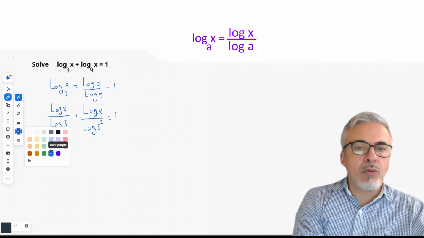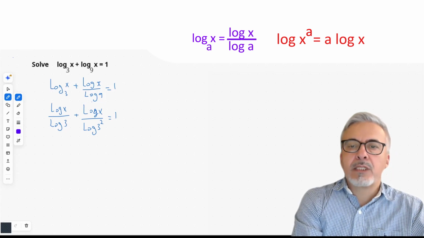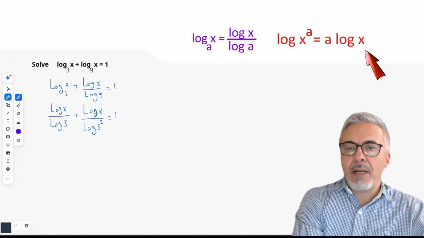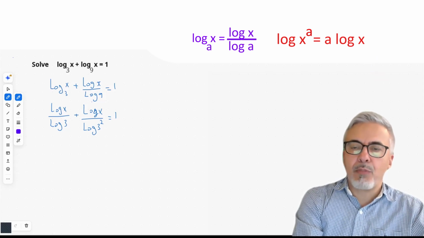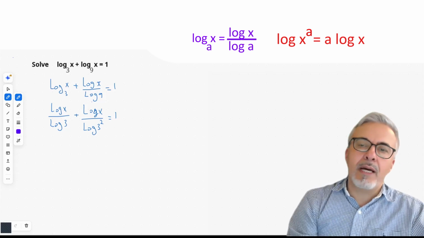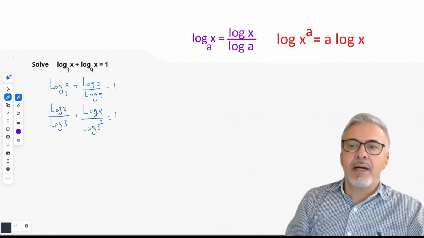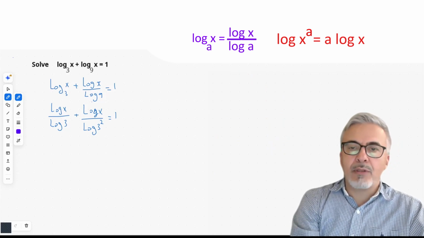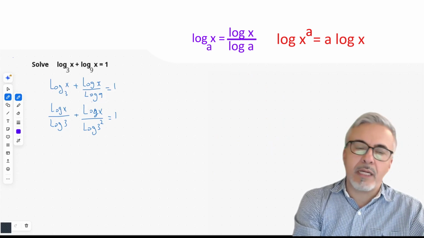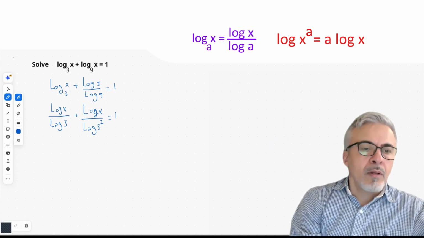Now also, another rule in logs is that if we have log x to the power of a, I'm allowed to bring the exponent down and make that a log x. And that's the best thing about logs, because if you have an exponent, you can bring it down and solve everything algebraically instead of having an exponent that you're trying to find and you don't know how to bring it down. So now the logs allow you to bring down the exponent. So that's what I'm going to do next.